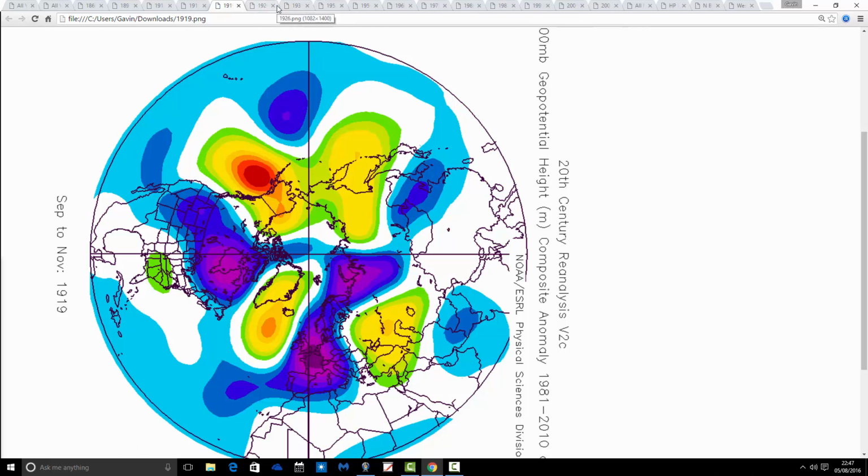Remember though, they're not just ENSO neutral. There'd be too many just plain ENSO neutral autumns.